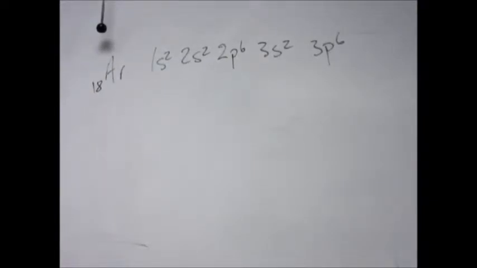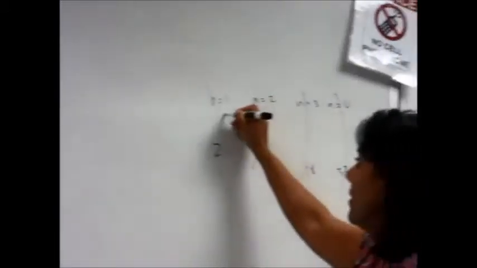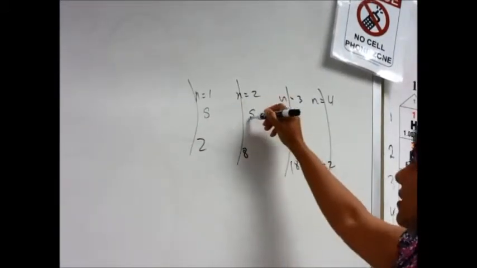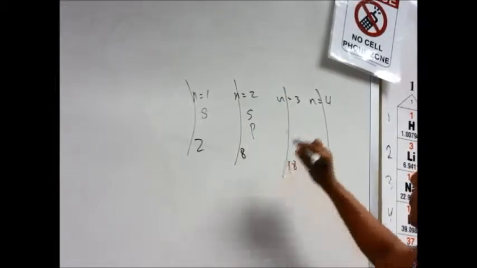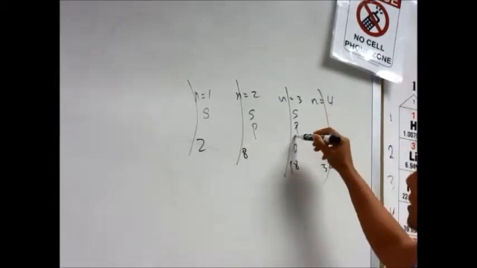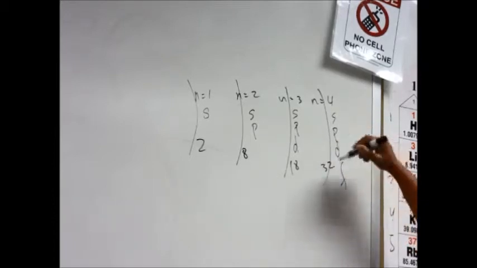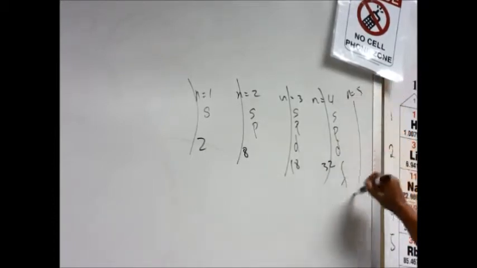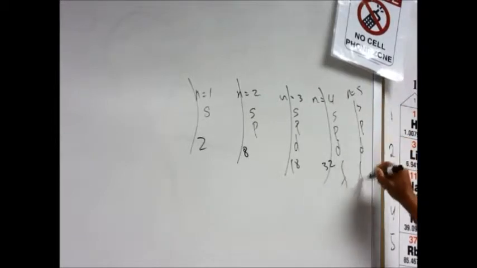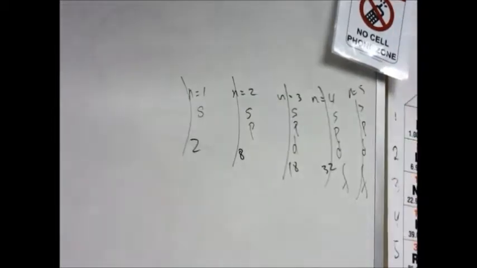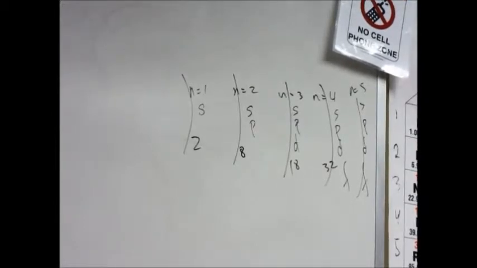Looking at our shells, in shell number 1, I have only s electrons. Shell number 2, I have s and p. Shell number 3, I have s, p, and D. Shell number 4, I have S, P, D, F. Shell number 5, I would still have the S, P, D, F, but remember we've gone only up to 4 of these alphabets. We haven't needed a 5th one yet.